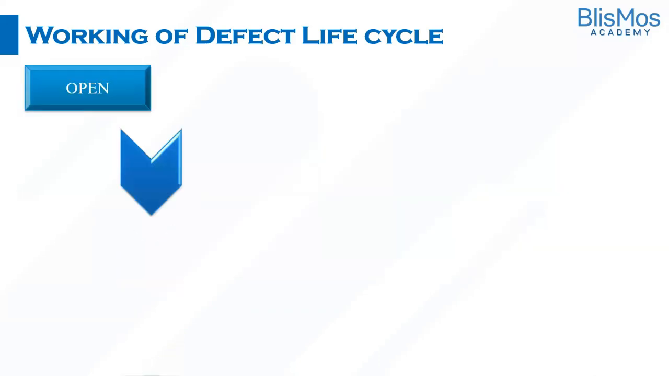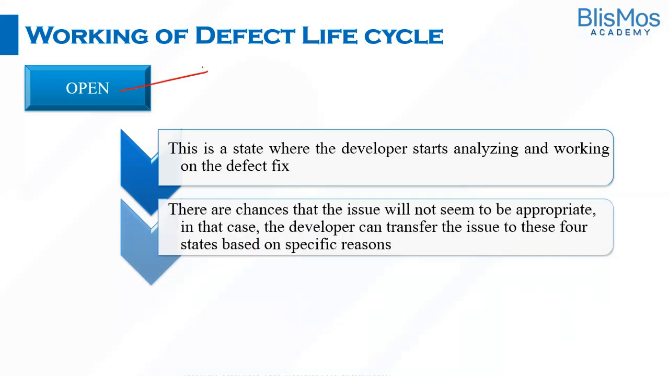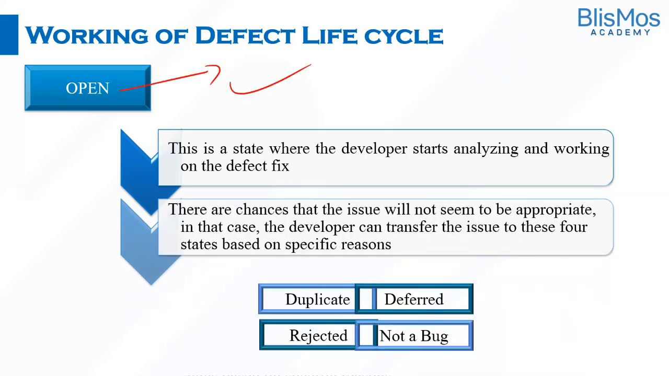Then what happens is, when a manager or a lead assigns the defect, the developer analyzes the defect and whether it is a defect or it is just a duplicate or the testing team has confused the requirement. He analyzes it. In case he feels it is a valid defect, then he'll set the state of the defect to open. In case the developer feels no, it is not a proper defect, then he will set the defect to one of the states, either duplicate, deferred, rejected, or not a bug. We'll see them at the end of this presentation.